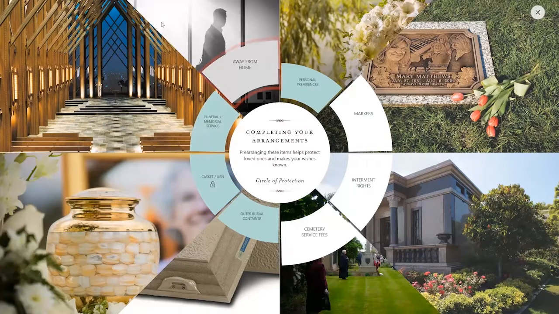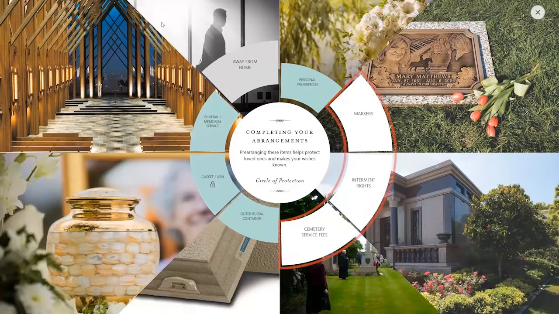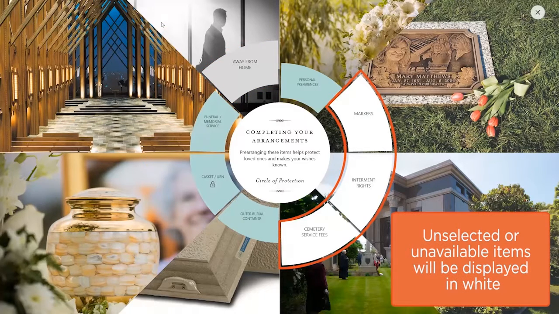We also declined the TRPP or away from home, so it is showing as gray. This signifies that the item was declined, but it still is an option to prearrange at a later time. All of the white items are those that we have not made selections for. These items are showing white today because they are all pre-need cemetery and not currently available for you to prearrange in Beacon. However, that functionality is coming very soon.